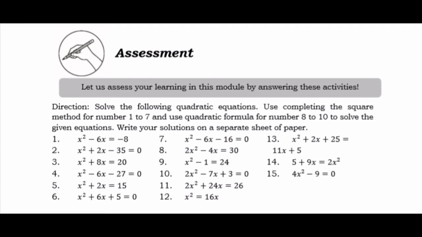Assessment. Let us assess your learning in this lesson by answering these activities. Direction. Solve the following quadratic equations. Use the completing the square method for numbers 1 to 7 to solve the given equations. Write your solutions on a separate sheet of paper.